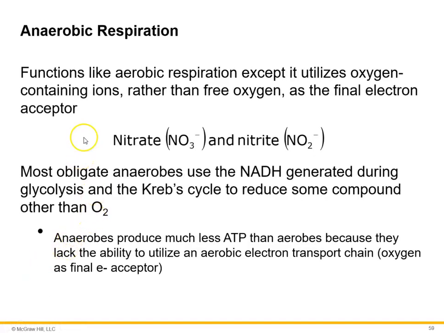All right, anaerobic respiration, the things I want you to know about anaerobic respiration. It's not going to use oxygen as the final electron acceptor. It's going to use some sort of oxygen-containing ion, like nitrate or nitrite. Overall, anaerobes are going to produce much less ATP than aerobes do, okay? And again, that's because they lack the ability to utilize an aerobic electron transport chain. They may use an electron transport chain, but they're going to be reducing some sort of compound other than oxygen.